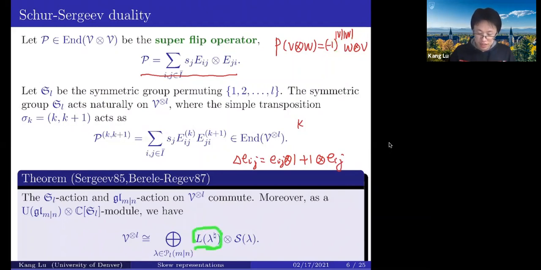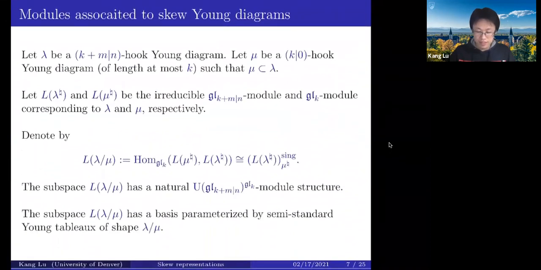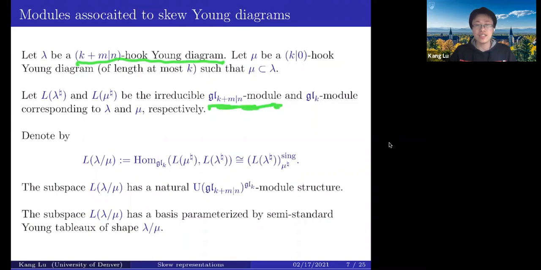Here this is the multiplicity-free decomposition. Here this is the irreducible module for the symmetric group corresponding to the partition lambda, and this is the one corresponding to the hook partitions for the GL(m|n) case. Then we can define this skew representation. For this moment, it's not a Yangian module yet. This is just a GL(m|n) module. So let lambda be a hook partition, but this hook partition is not for GL(m|n), but for a larger superalgebra. And then consider another partition. This is just a usual partition with length at most k, and it's contained in this lambda. Then we consider the GL_k module for this one.